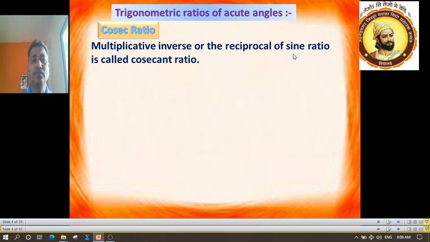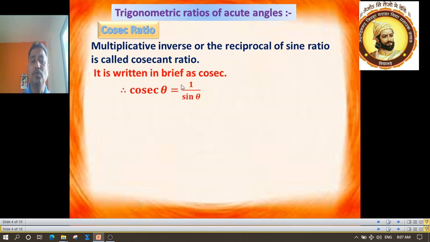Now what is meant by sine ratio? Like the cos ratio, the sine ratio is the ratio of opposite side to its hypotenuse. The multiplicative inverse or the reciprocal of that sine ratio is called the cosecant ratio, and it is written in brief as cosec. So cosec theta is equal to 1 upon sine theta. By definition, the reciprocal of the sine ratio is called the cosec ratio.